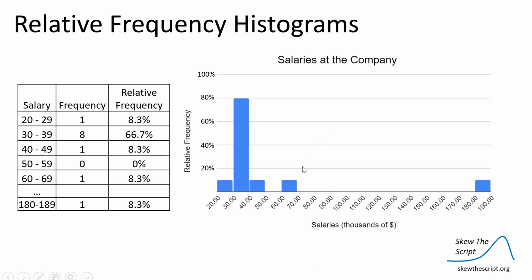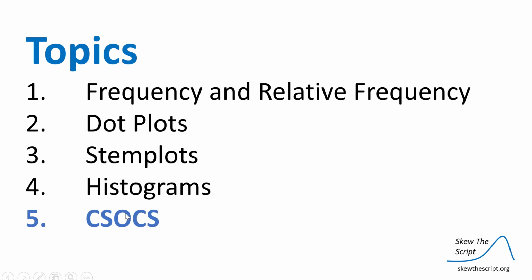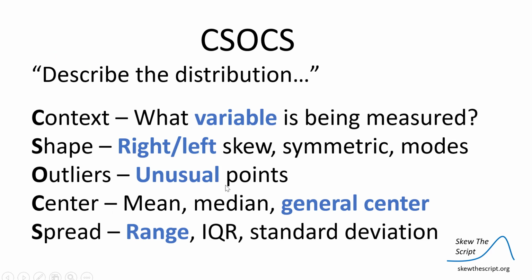When we get back into class tomorrow, we're going to be talking about how we answer, and I want you guys to write this down in your notes so we don't have to spend a ton of time with it. But CSOCS is how you're always going to answer any type of graph that says describe the distribution. C stands for context, or what variable is being measured. Shape talks about right skew, left skew, symmetric, or modes. Outliers are unusual points. For example, in that salary range, that 185,000 would be an outlier. It was unusual for the data.